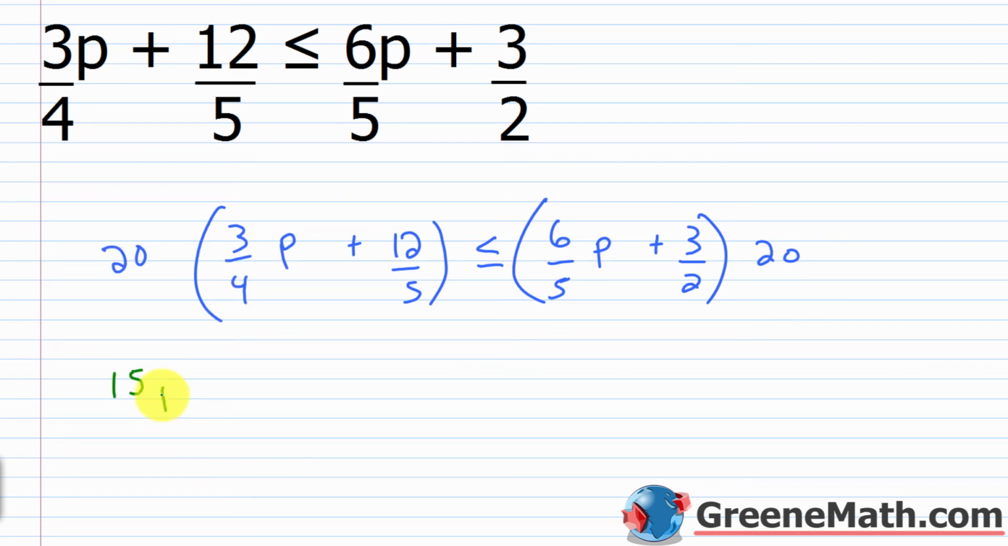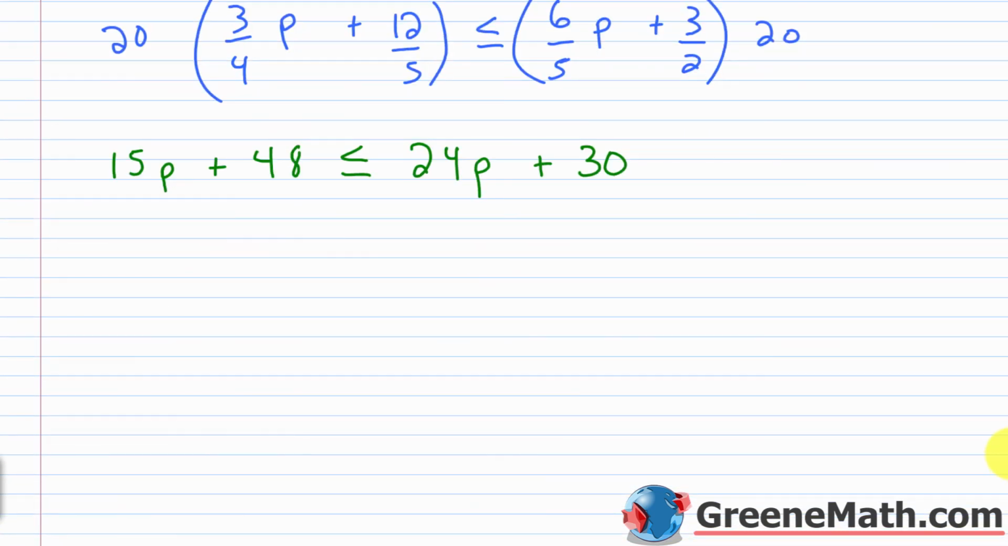So this is 15p. Plus 20 times 12/5. 20 would cancel with 5 and give me 4. 4 times 12 is 48. This is less than or equal to 20 times 6/5 p. 20 would cancel with 5 and give me 4. 4 times 6 is 24. Then times p. Then plus 20 times 3/2. 20 would cancel with 2 and give me 10. 10 times 3 is 30.